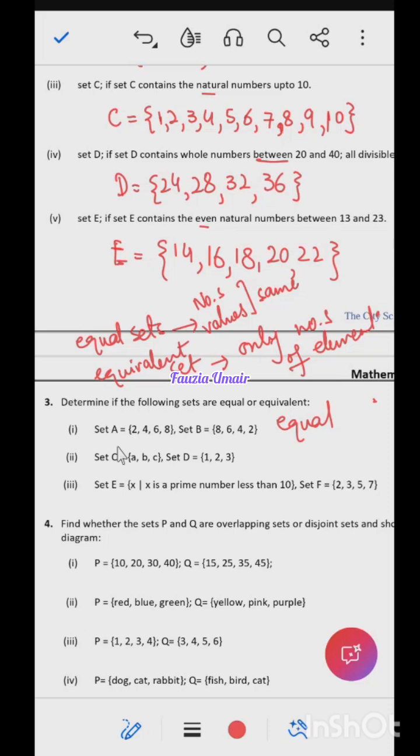ठीक है? So Mohit, you can tell me what about set C and D? Are they equal or equivalent?